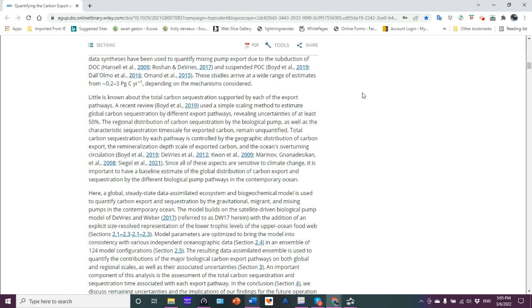The regional distribution of carbon sequestration by the biological pump, as well as the characteristic sequestration timescale for exported carbon, remain unquantified. Total carbon sequestration for each pathway is controlled by the geographic distribution of carbon export, the remineralization depth scale of exported carbon, and the ocean's overturning circulation. Since all these aspects are sensitive to climate change, it is important to have a baseline estimate of the global distribution of carbon export and sequestration by the different biological pump pathways in the contemporary ocean.